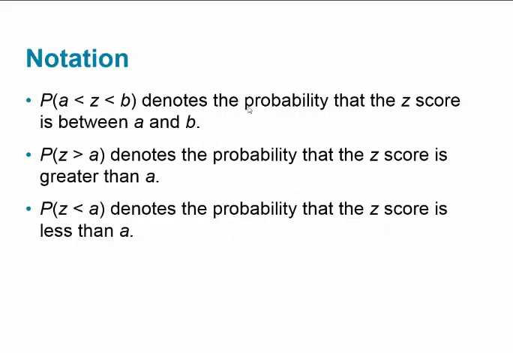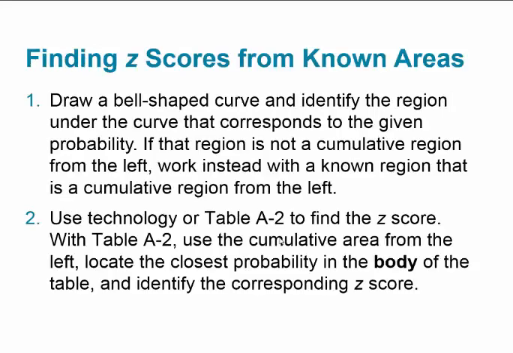There are some notations that we're going to be using in the rest of the course. The probability of A less than Z less than B denotes the probability of the z-score being between A and B, for some values A and B. Probability that Z is greater than A denotes the probability that the z-score is greater than A. Probability that Z is less than A simply denotes the probability that the z-score is less than A.